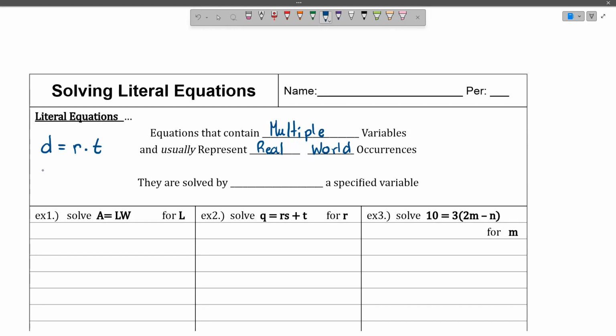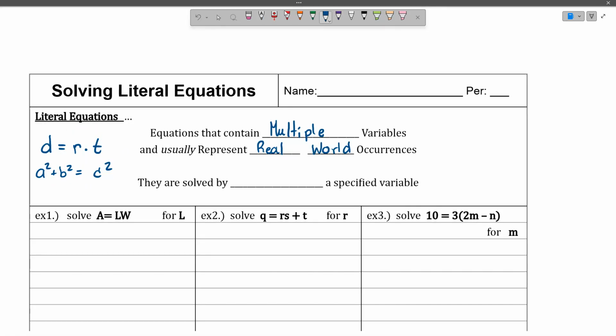Here's one you might be familiar with: a squared plus b squared equals c squared. That's the Pythagorean theorem. That is a literal equation. It's an equation that contains multiple variables and usually represents a real-world occurrence. This one represents the length of a diagonal side of a right triangle. These are really useful tools. We usually use them as formulas for bigger problems.